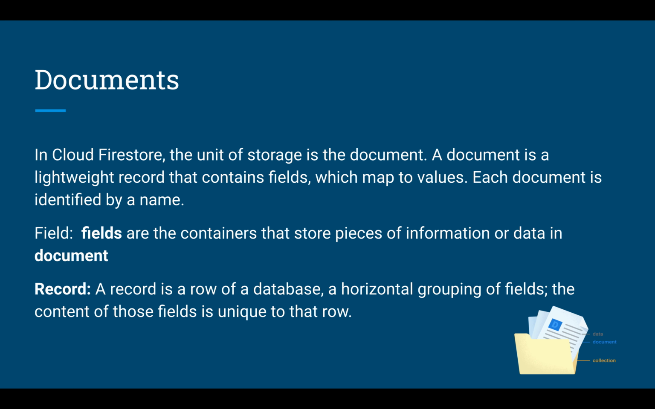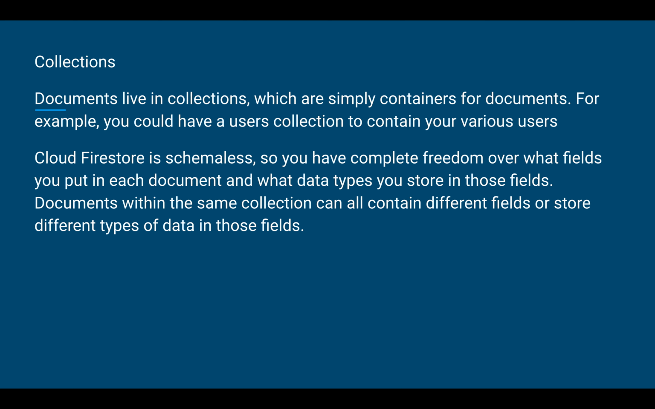Now, what is a record? A record is the row of a database, a horizontal grouping of fields. While building our apps, I would point out the fields and the rows so you would see them there. Now, what is a collection? Documents live in collections, which are simply containers for documents.